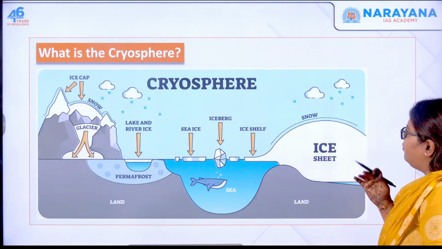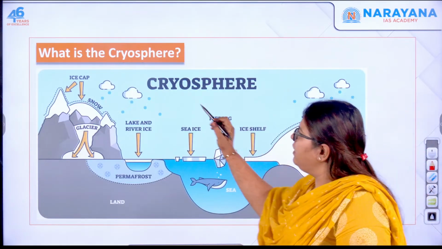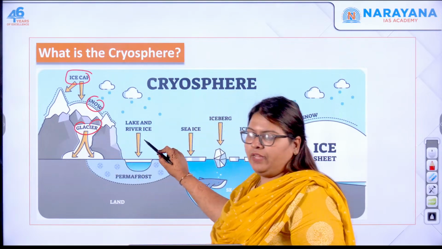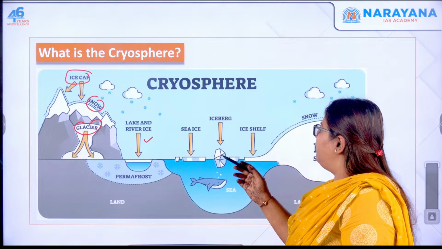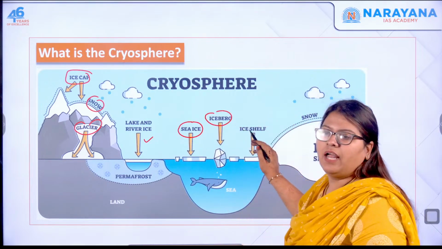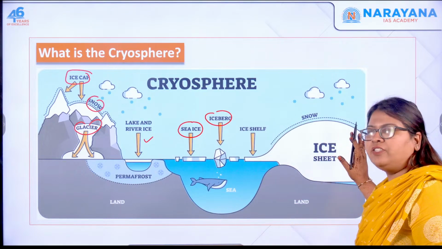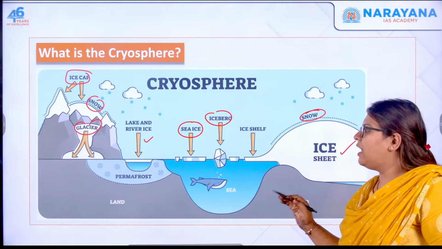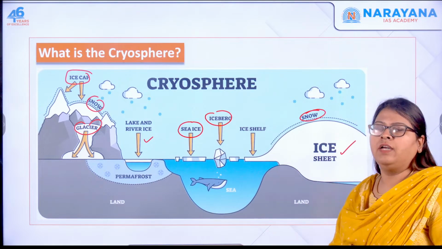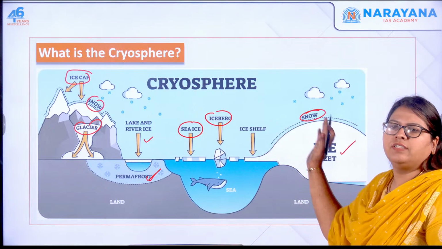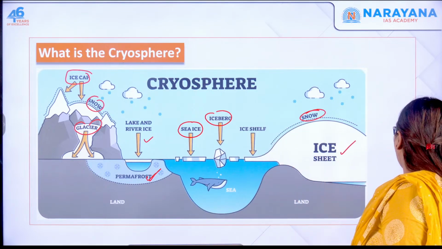Now let's move forward and see. I told you, the ice cap, the snow, the glacier, the lake, as well as the river ice, the sea ice, the iceberg, the ice shelf is over here, the ice sheet is over here, as well as the snow, which is over here. All these form a part of the cryosphere. It also includes the permafrost. Okay, so this is a depiction of our cryosphere.